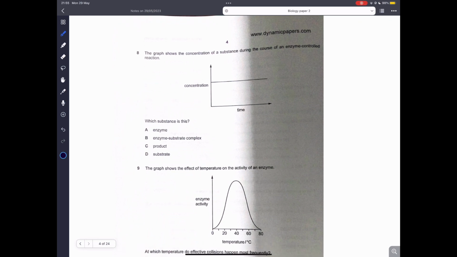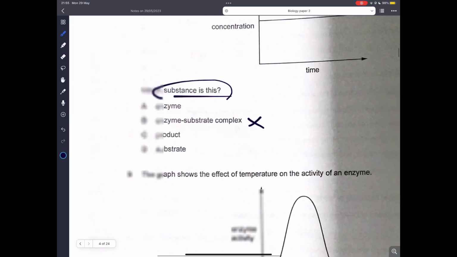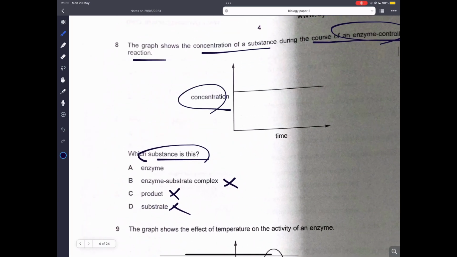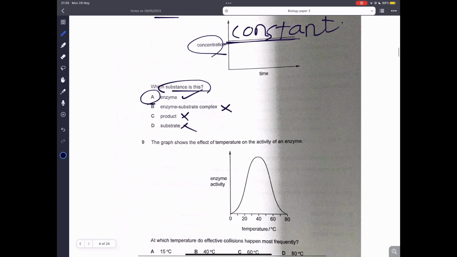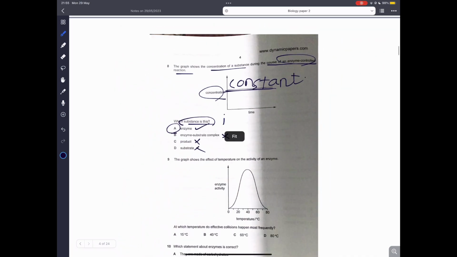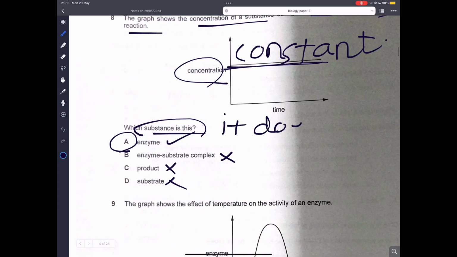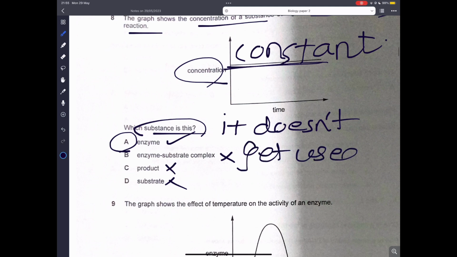Moving on to question number 8. The graph shows the concentration of a substance during the course of an enzyme-controlled reaction. What substance is this? If you look at the graph here, it is concentration against time. Because the concentration is constant, we can say that this is enzyme. This is an enzyme because an enzyme is a biological catalyst which speeds up the rate of reaction, but is not actually used up in a reaction. So it is not being consumed, so the concentration over time does not change and it is constant. Therefore, A is the correct answer.